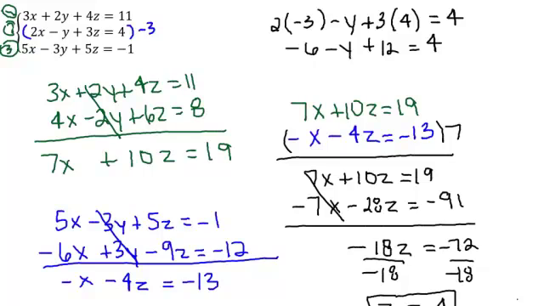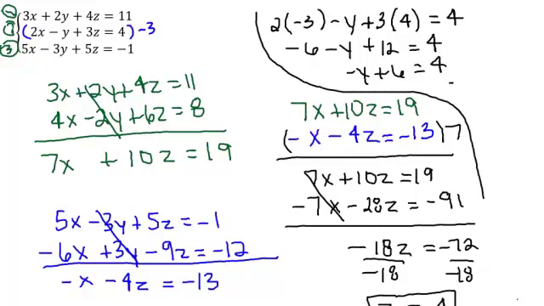So I have a negative 6 minus y plus 12 equals 4. 12 minus 6 is 6. So I have a negative y plus 6 equals 4. So I have a negative y equals negative 2. And then if we divide by a negative 1, a positive y is positive 2. So now we have an x, y, and a z value.